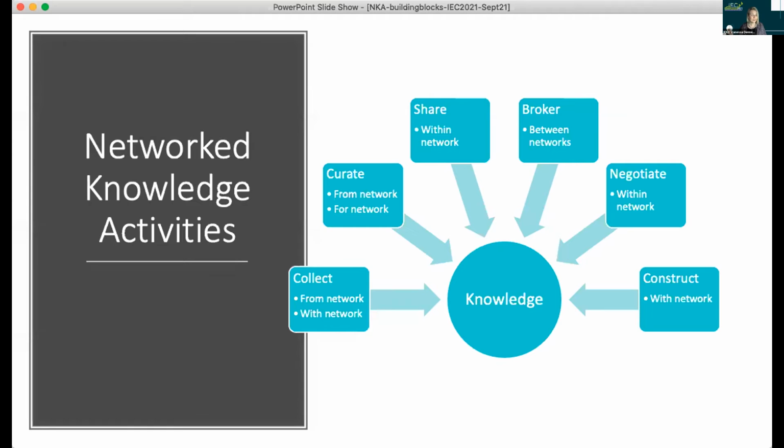Then we have sharing. Right? There's share buttons in so many of the tools that we use now.